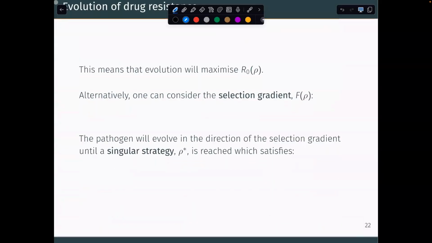Like I said, evolution is going to maximize R0. R0 is a function of rho. Alternatively, we can consider the selection gradient. I've relabeled this F, because sometimes I might use capital F here, since the little s and the big S can get a bit confusing. So our selection gradient here, F of rho, P.